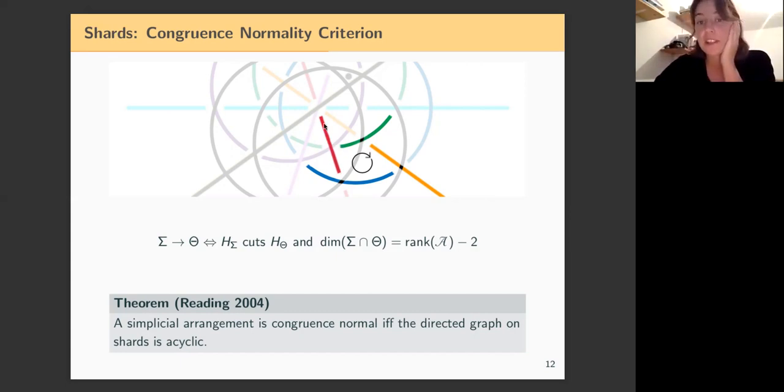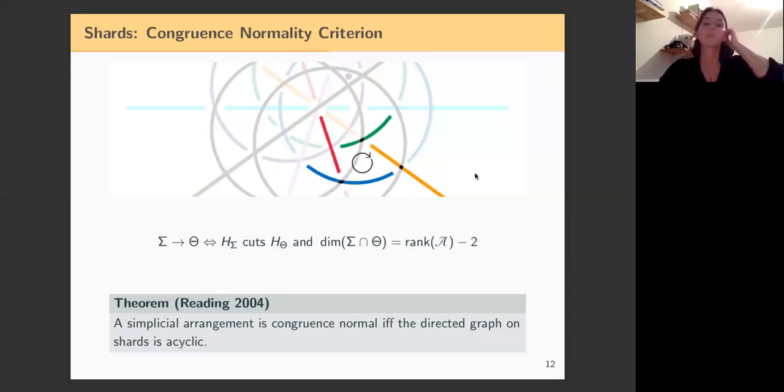So you can see here that we do have a cycle in the shards, right? The red one is cutting the green one, is cutting the orange one, is cutting the blue one, is cutting the red one. So this is a simplicial hyperplane arrangement such that with respect to this base region, the poset of regions is not congruence normal. And actually, this is the smallest example of a not congruence normal simplicial arrangement in rank 3.